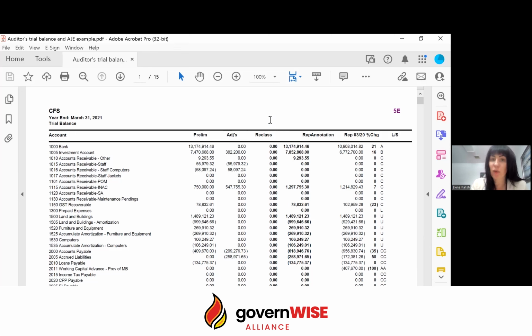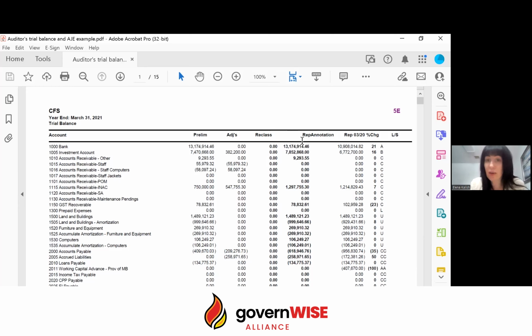You'll see a third column here, it's called reclass. So those are reclassifying journal entries. We don't need to worry about them because they're just for presentation purposes. So if in the audit, they have to show something in a certain way based on accounting standards, they're going to use this column. There's not going to be much here normally. So when we see it, we don't worry about the reclass column.